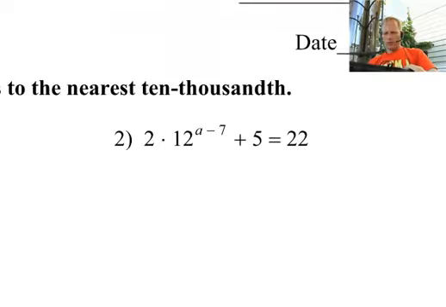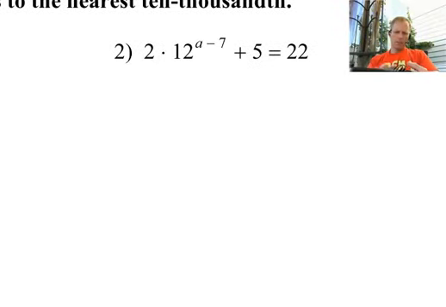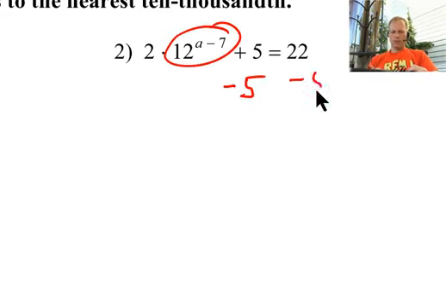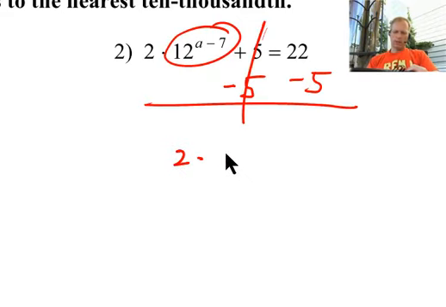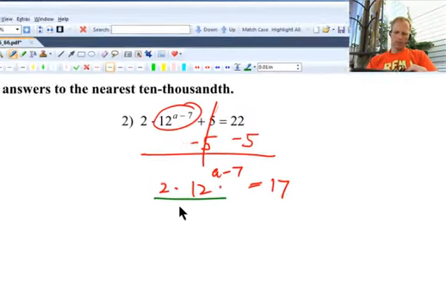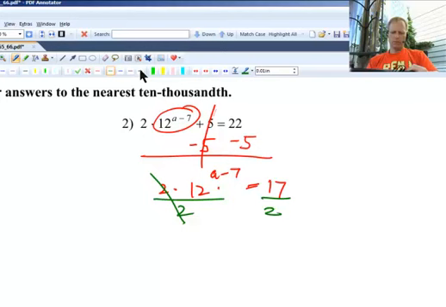Alright, in the next equation, I just have one extra step. So first of all, when I attack it, I want to isolate the term with the 12 in it. So I need to do 2 steps before I am able to take the log of both sides. So now I'm going to divide by 2, and I have 12 to the a minus 7 equals 17 halves.